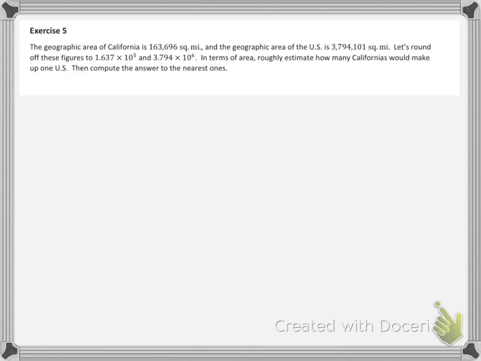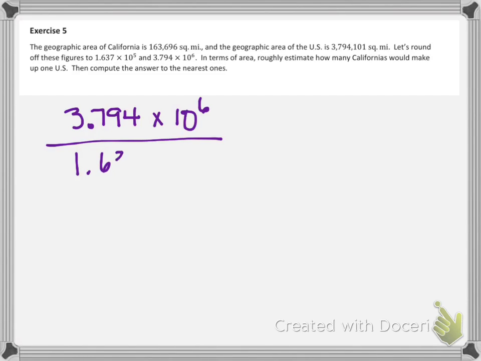So we're going to take the area of the United States and divide it by the area of California. So the area of the United States is 3.794 times 10 to the 6th. And we're going to divide that by the area of California, 1.637 times 10 to the 5th. And then we just perform our division.